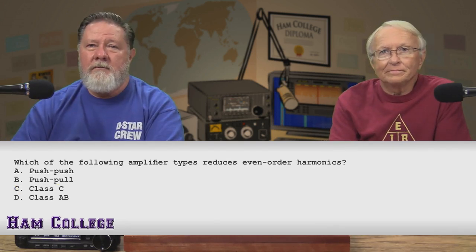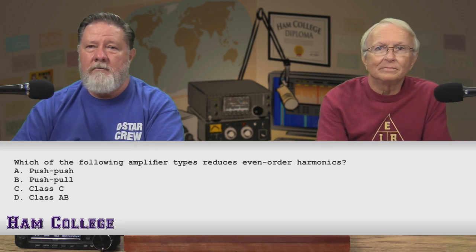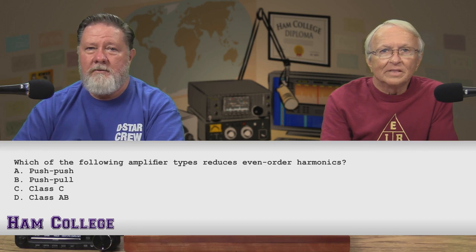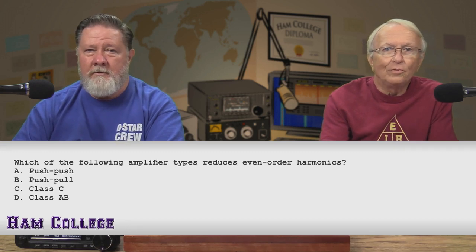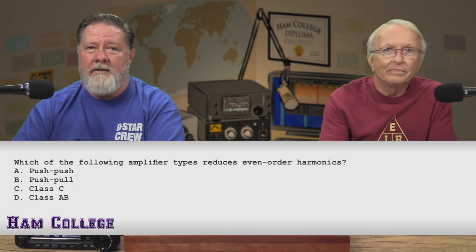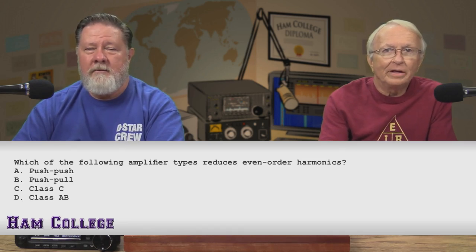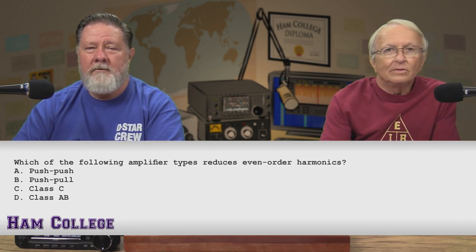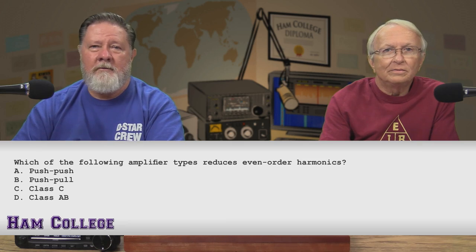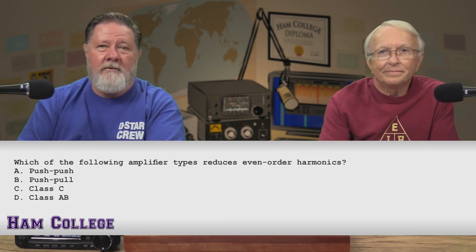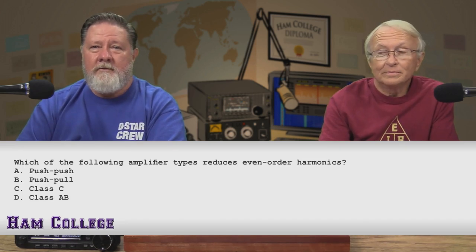Which of the following amplifier types reduces even order harmonics? A, push-push. B, push-pull. C, Class C. Or D, Class AB. Well, this is a little hard. Push-push. That's what happens when you run out of gas.